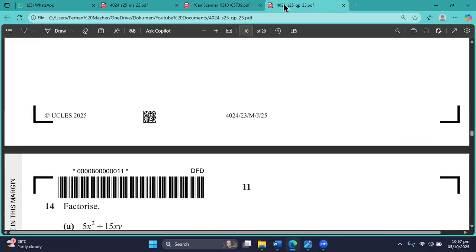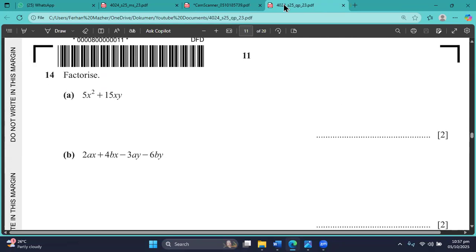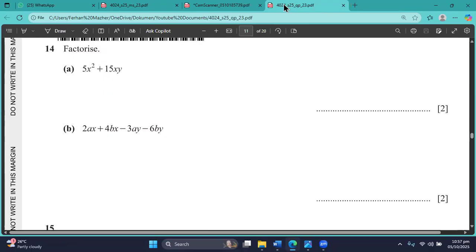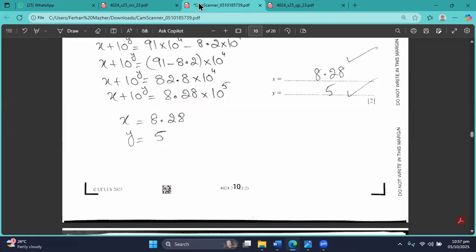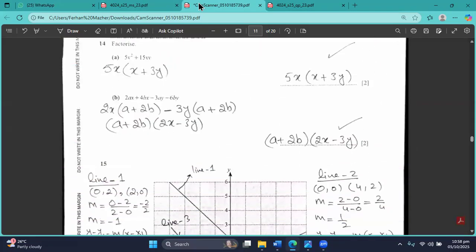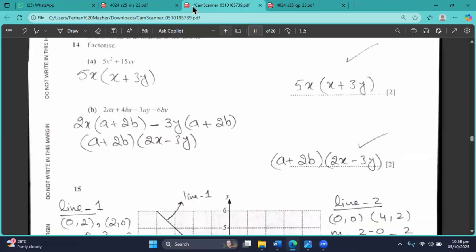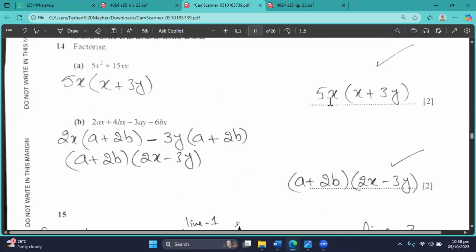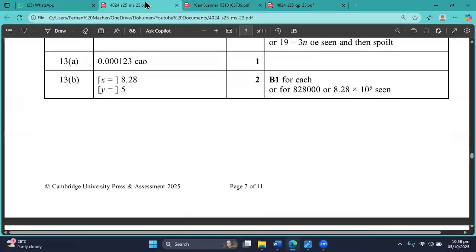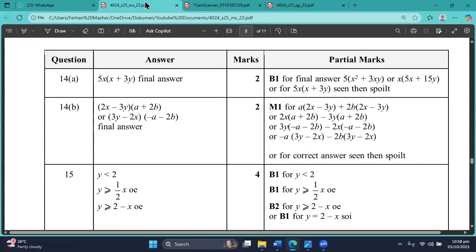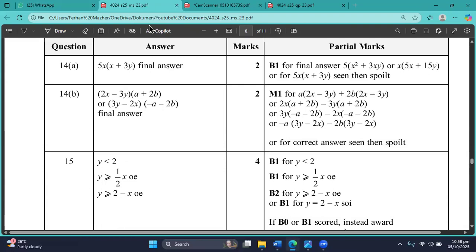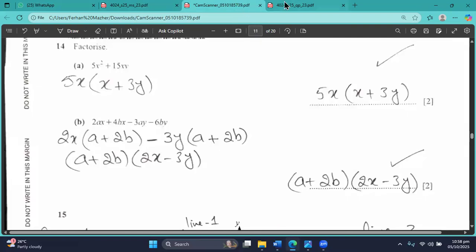Okay, now we are going to the next part. Question number 14. It says factorize. A part is factorize 5x squared plus 15xy. If 5 and x is common, just take them common. It will be factorized. Okay. So you will have 5x bracket x plus 3y. So our answer is right, sir.